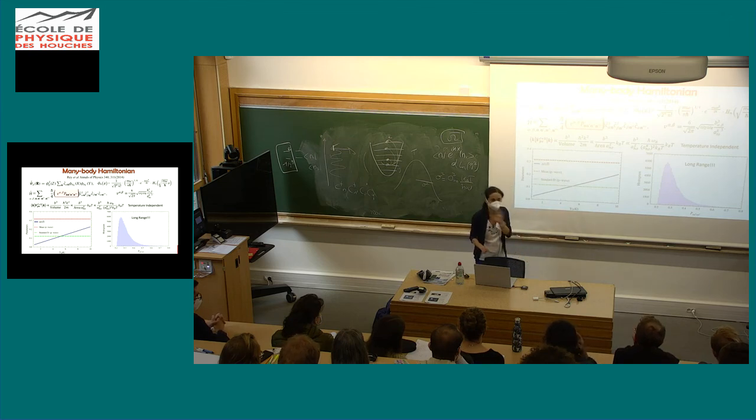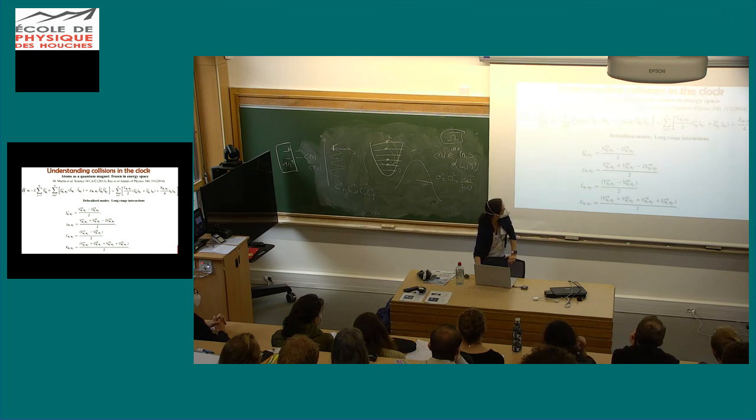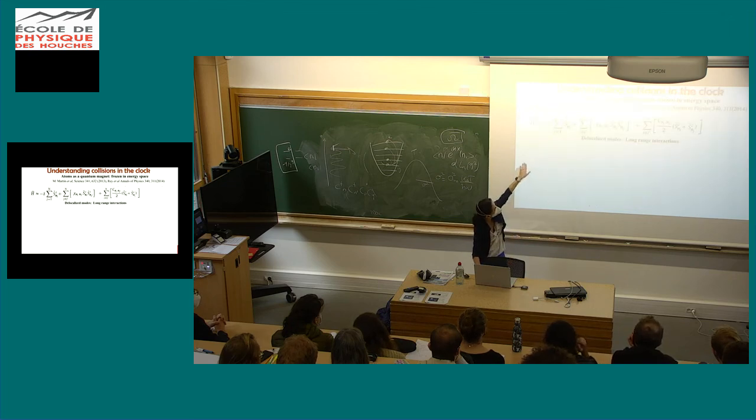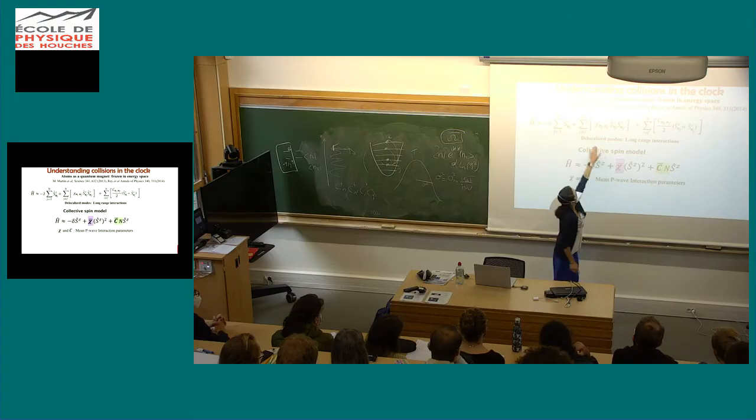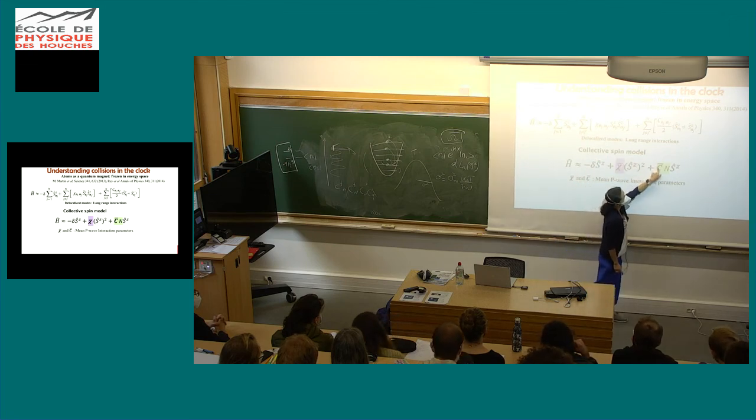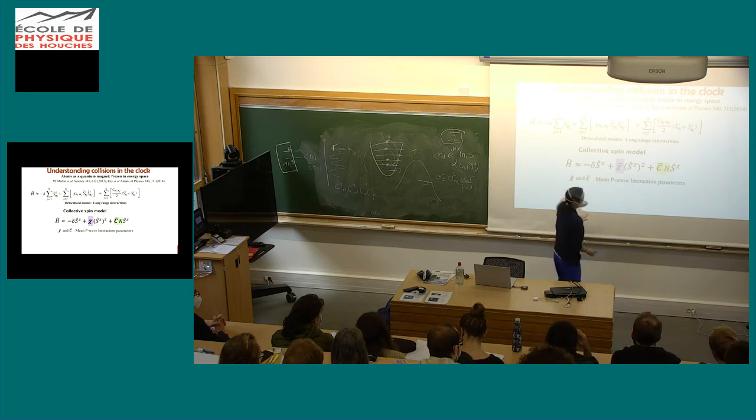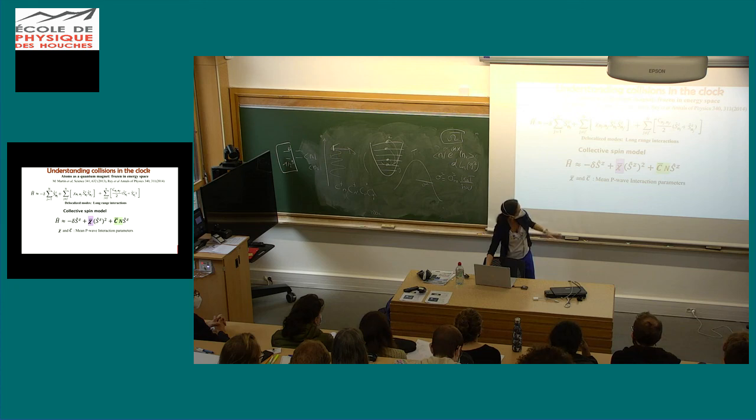To first very naive approximation, this complicated Hamiltonian is going to be reduced to a very simple spin model, where I replace the coupling constant chi by the mean, the coupling constant C by the mean. I have an n here because I'm summing over the identity in the other mode, and I have collective operators. These collective operators are the sum over all the atoms in my system.